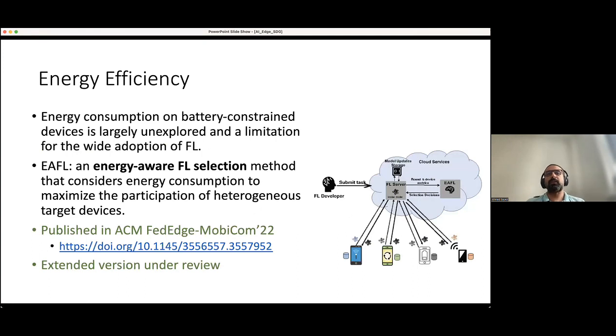Another work looked into how to make the system more energy efficient by looking at the energy consumption on these mobile devices and how to select them in an energy-aware manner, so that we select the devices that have low energy impact. And this is also a work that has been published in MobiCom.